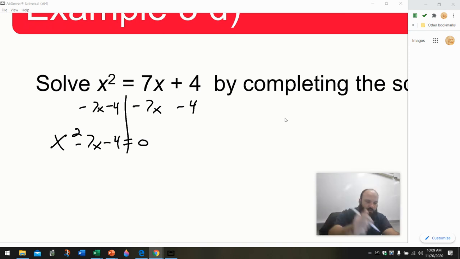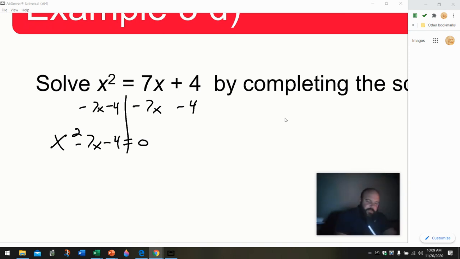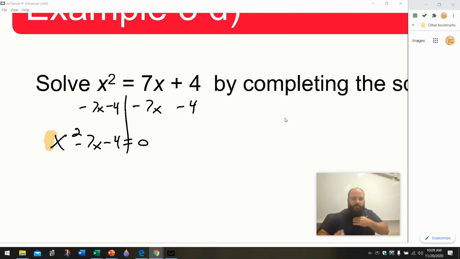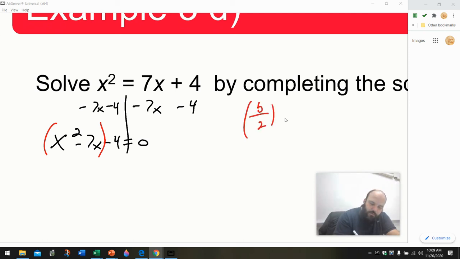So the first thing we're going to do, we are going to verify that the lead coefficient is 1, and it is, so that's good. So we can proceed. And so I'm going to group the x terms together. I'm going to get my b out of there, which is negative 7. I'm going to do the formula b over 2, the quantity squared, which is negative 7 over 2, the quantity squared, which is 49/4.